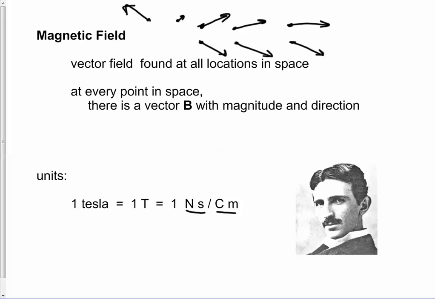In our last class, we said that in all points of space in the universe, there is a magnetic field, just like there is an electric field. We call that magnetic field B, and it is a vector field, so at every point there's a magnitude and a direction of this magnetic field. The units are in Tesla, which ends up being Newton seconds per Coulomb meter, but we just call that a Tesla.